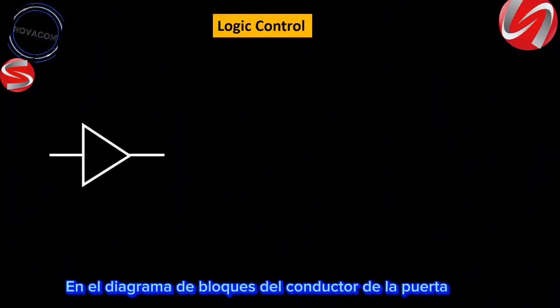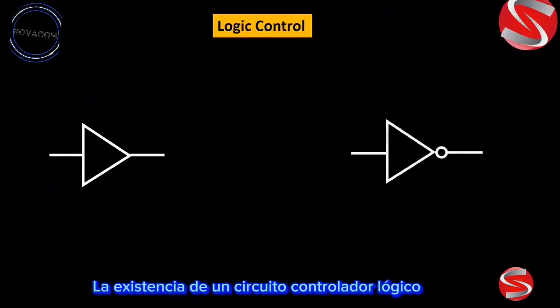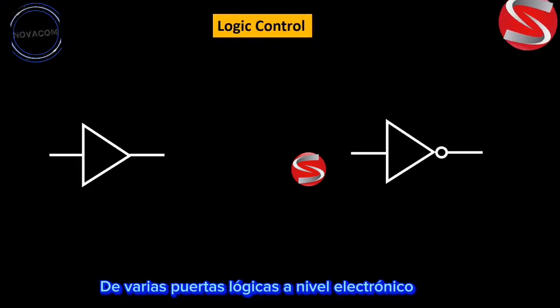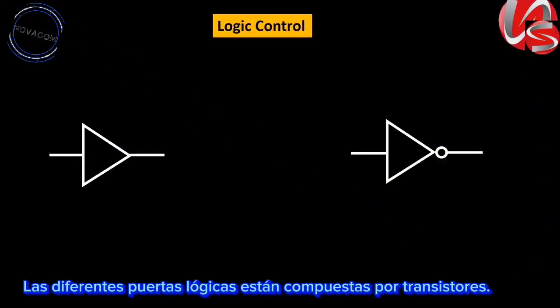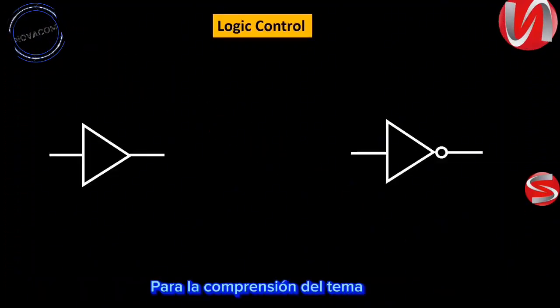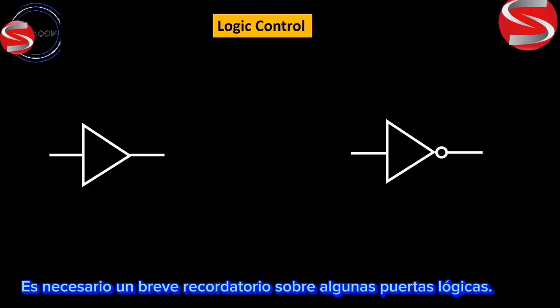We saw previously in the block diagram of the gate driver the existence of a logic controller circuit. The latter is constituted by an assembly of several logic gates. At the electronic level, the various logic gates are composed of transistors. For the understanding of the subject, a short reminder on some logic gates is necessary.